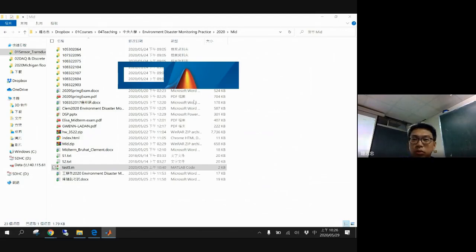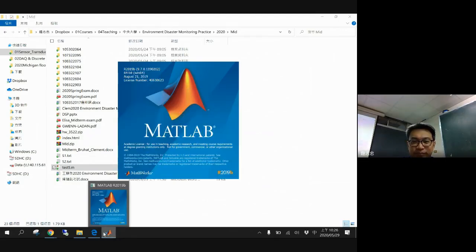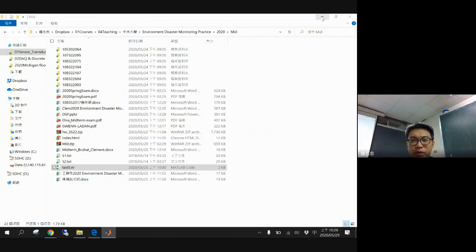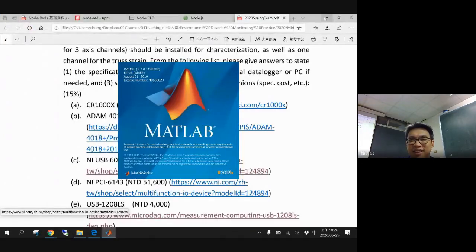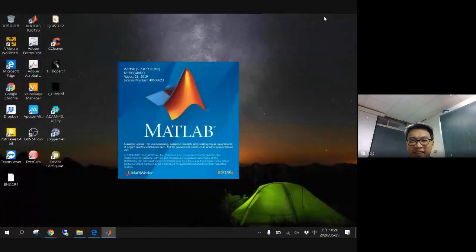Whoa, whoa, whoa. What's the problem? Okay. My old computer, please. It takes a while to open MATLAB.